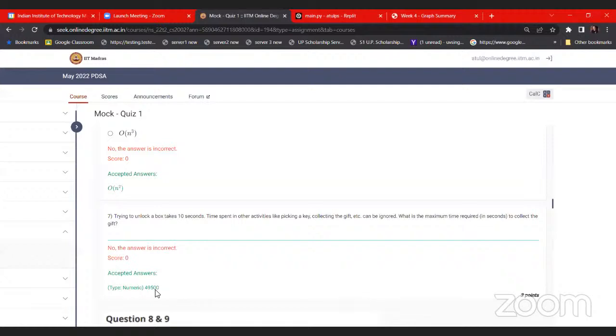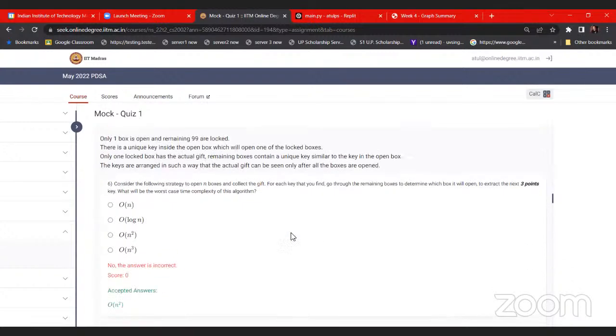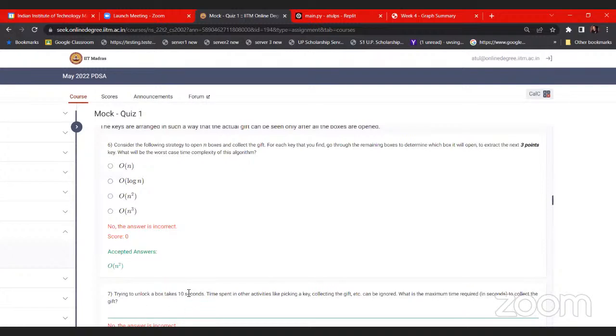So this one is 49500. Only one box is open, so one box is already open. So we will start from n minus 1. Because of that, this series will start from n minus 1 to 1. So the formula for this is n into n minus 1 divided by 2. Then we will directly put the value of n and multiply by this 10.